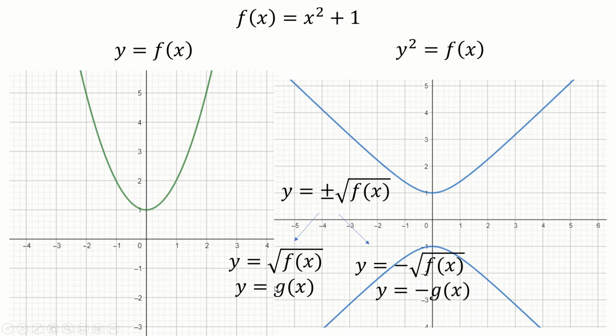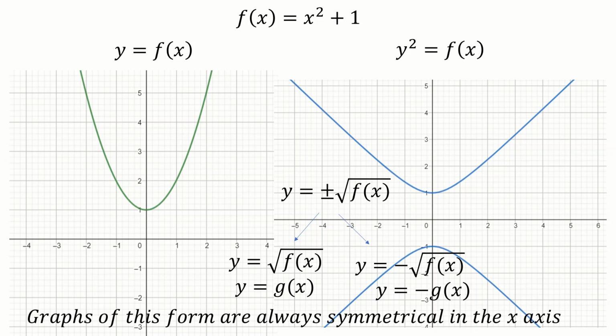But from graph transformations, you know that minus g of x is just g of x flipped in the x-axis. So this is literally just telling you to draw some function g of x, which could be this, and then flip it in the x-axis and draw that too. So this is always going to be symmetrical in the x-axis because it's literally just asking you to draw a function, flip it over, and draw that one too. So that's kind of cool. So we have one rule that we know for sure. Graphs of this form are always symmetrical in the x-axis. That's cool to know and good.